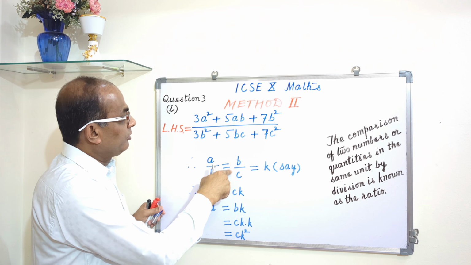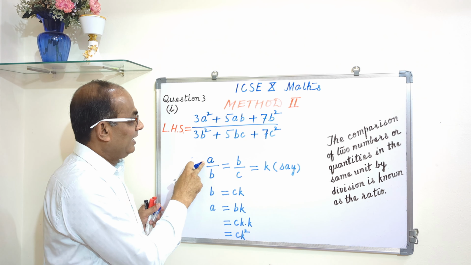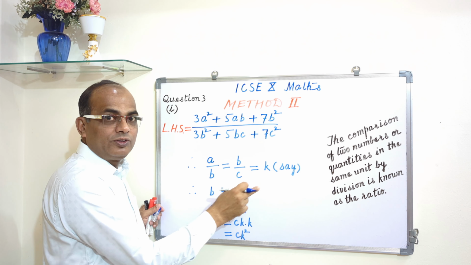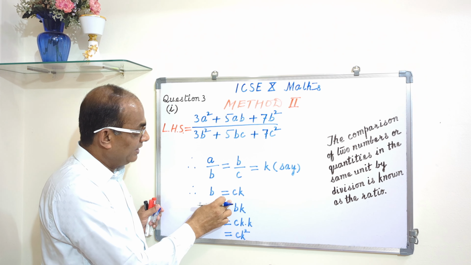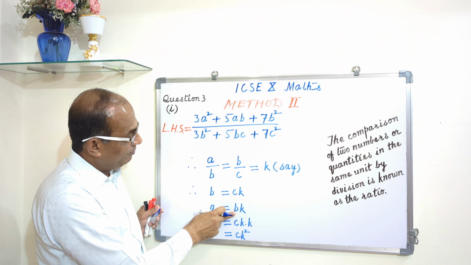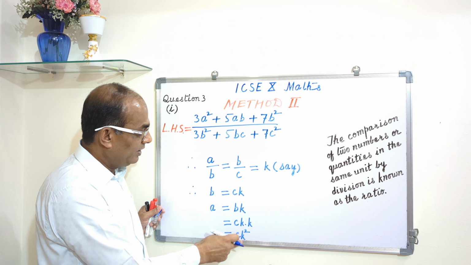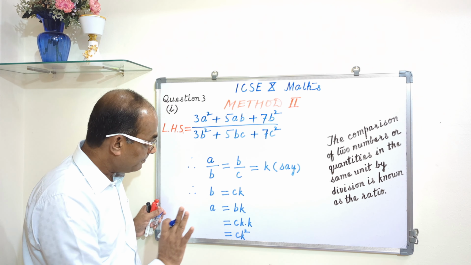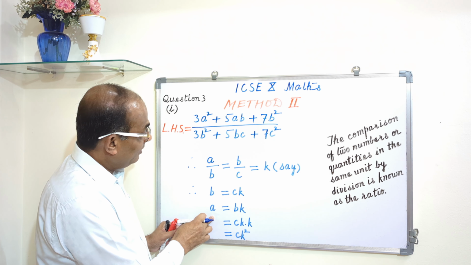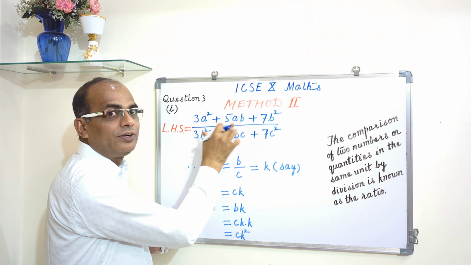So better you write first B equal to CK, and then A is equal to BK. Generally students write A is equal to BK, and then they write B is equal to CK. But this is better. First you write B is equal to CK, and then when you write A is equal to BK, you already know B is equal to CK, so in place of B you write CK. Now CK into K is CK square. Now A is equal to CK square and B is equal to CK. We are going to substitute in this.